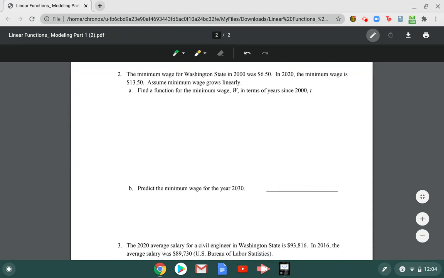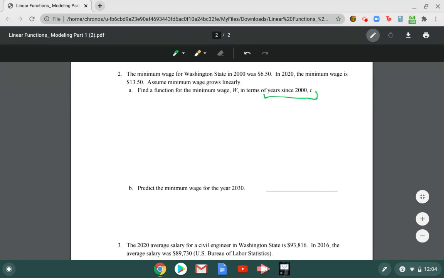So in number 2, we're given another set of data. And again, this is real data. I found it on the Labor and Industries website. I believe that was the website. Minimum wage in 2000 was $6.50. In 2020, the minimum wage is $13.50. Find a function for the minimum wage W in terms of the years since 2000, T.